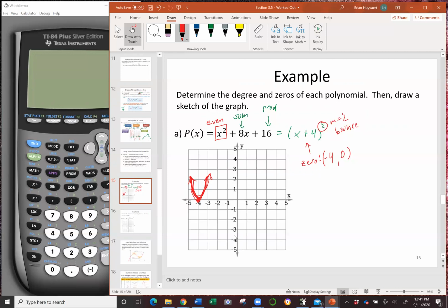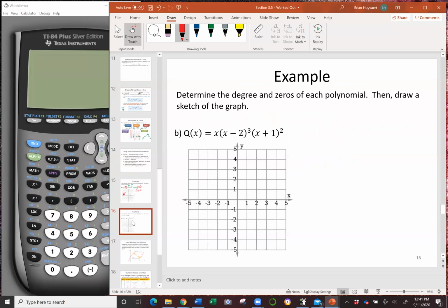So our degree is 2. Our multiplicity for the 0, -4, is also 2. And that's why we bounce off the graph at -4. Okay, let's look at one that's a little bit more involved here.